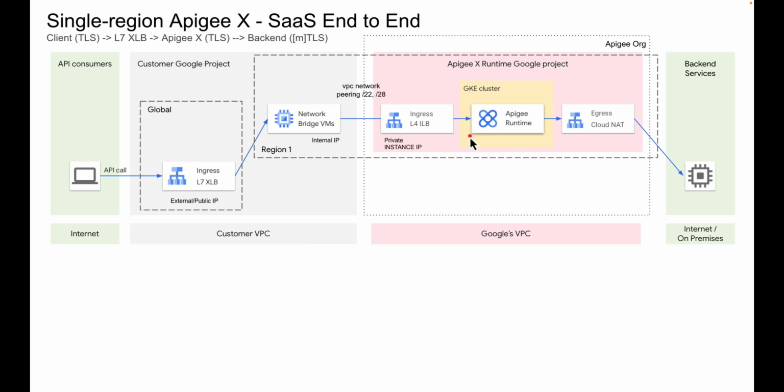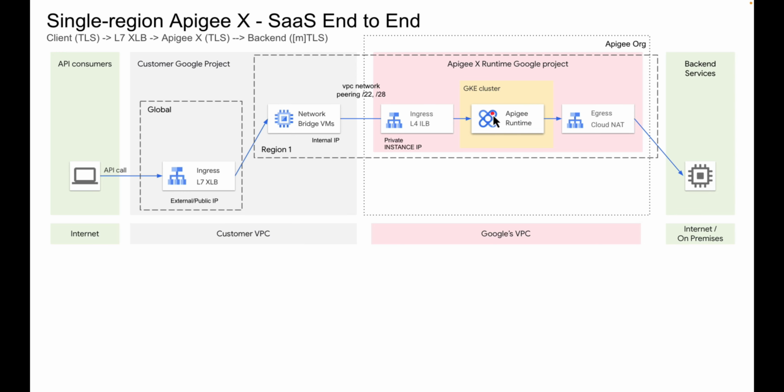In this pattern, I have one Apigee organization with one Apigee runtime. This Apigee runtime, as we have seen, can be reached using the VPC peering from the customer project that has been used to provision the Apigee runtime and that has been used to define the Apigee organization. Here we are using an external load balancer, an L7 HTTPS external load balancer, and through a network bridge VM, we are able to cross the VPC peering in order to reach the Apigee runtime.